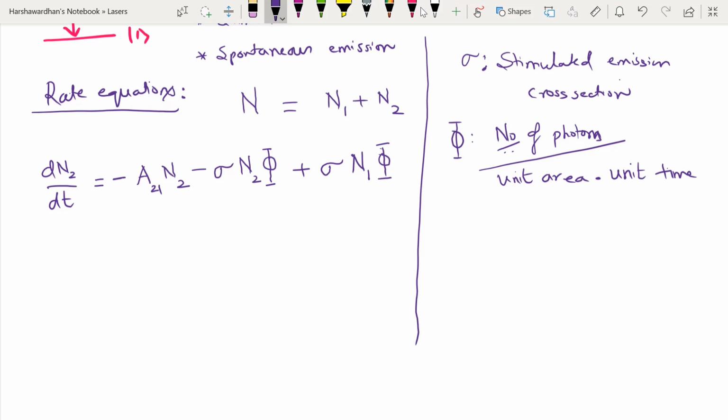So now let's make sure that our units are correct. On the left hand side, you have N2, where N has the units of 1 over volume, because it's the number of atoms per unit volume. And you know that A21 is the rate of spontaneous emission. It's again 1 over time. This is the spontaneous emission rate.